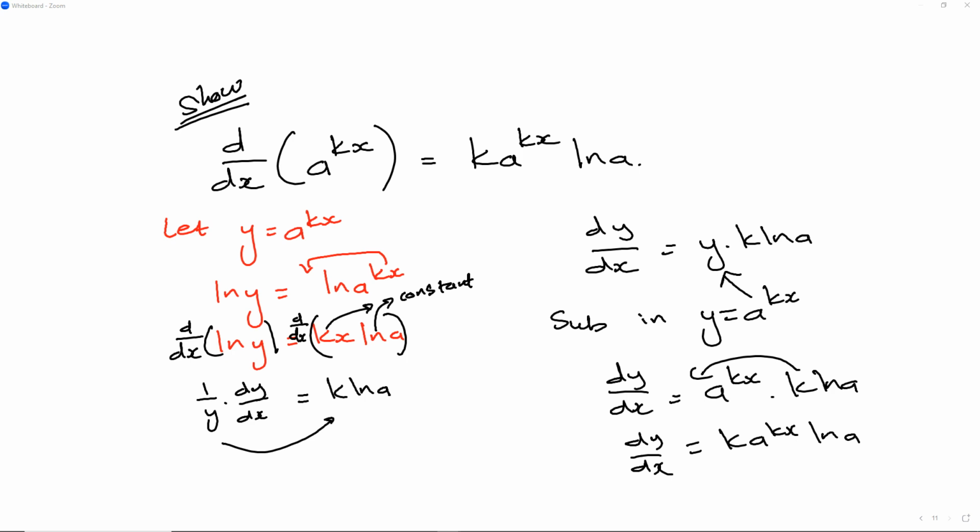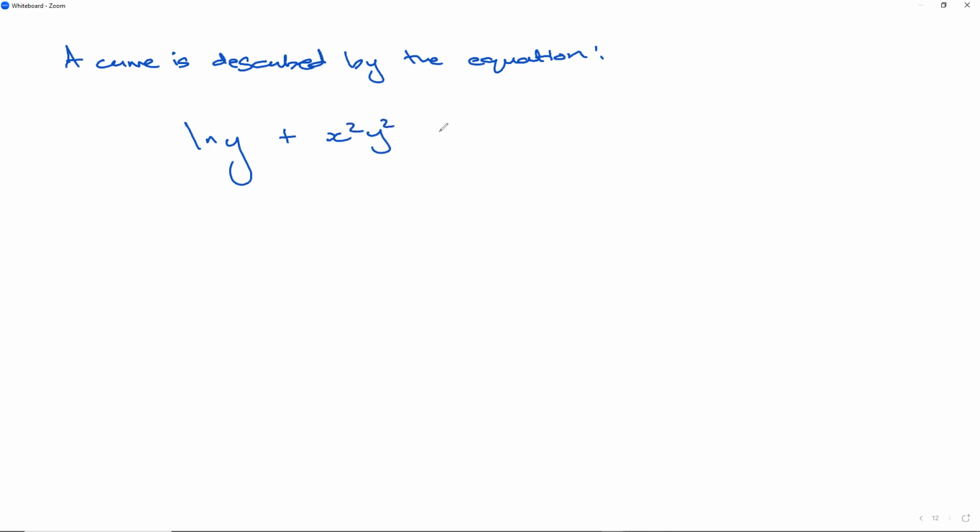Okay, moving into some very difficult types now. Very difficult type of question. A curve is described by the equation ln y plus x squared y squared equals 9.